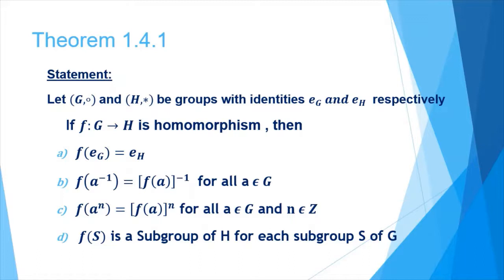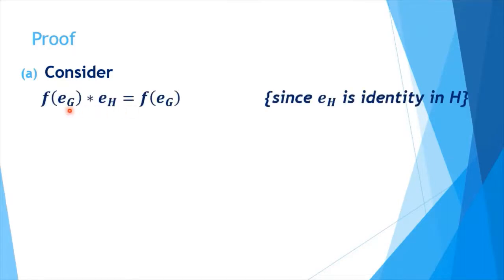Now let us see the proofs. First, we are going to prove that a homomorphism preserves identity. So, we are going to prove that f of EG is the identity element for H. For that, we consider f of EG star EH. We are going to prove that these two are equal.